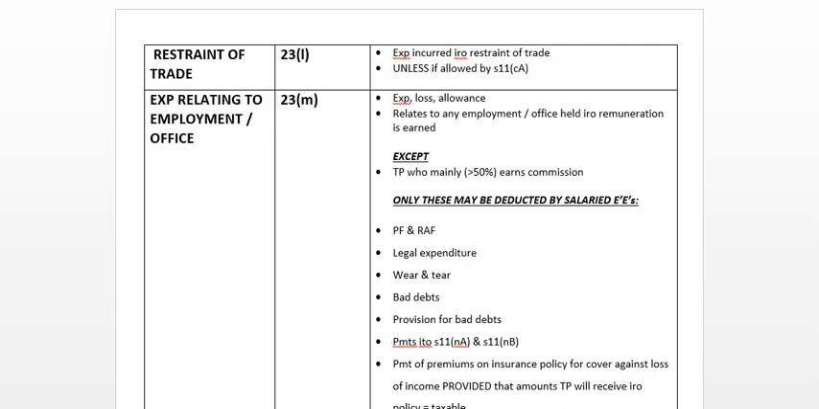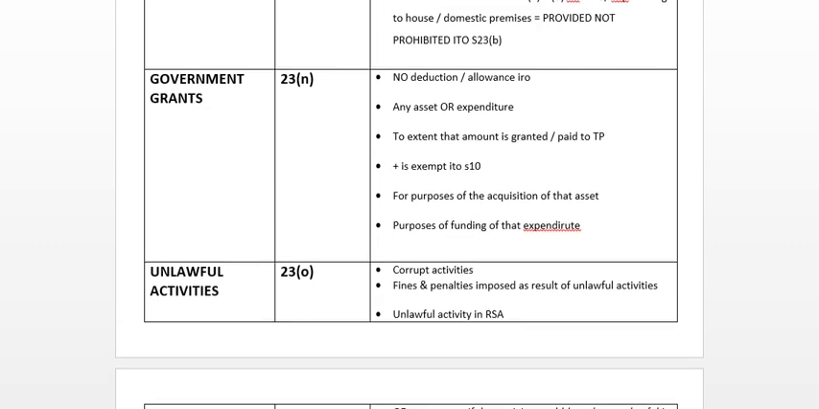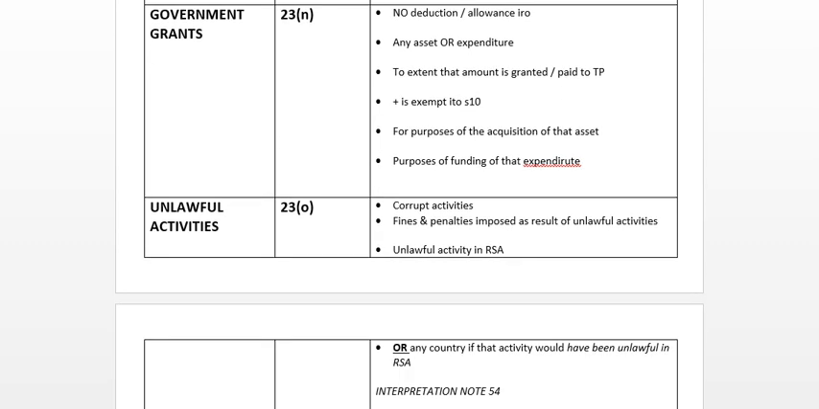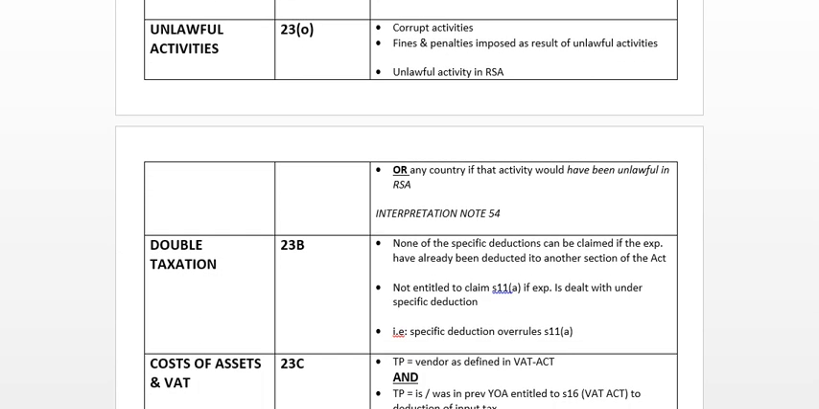So expenditure relating to employment or offices, we went through that earlier. Government grants: you're not allowed to deduct any grant that you receive from government. Unlawful activities, again, it's corruption, it's unlawful, so it's logical that you can't deduct it. You need to include any unlawful income that you received, but you can't deduct any unlawful expenditure.